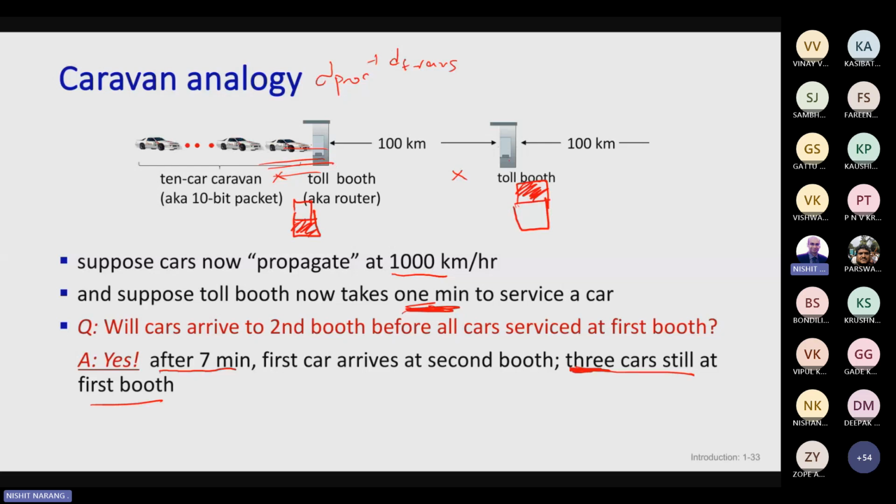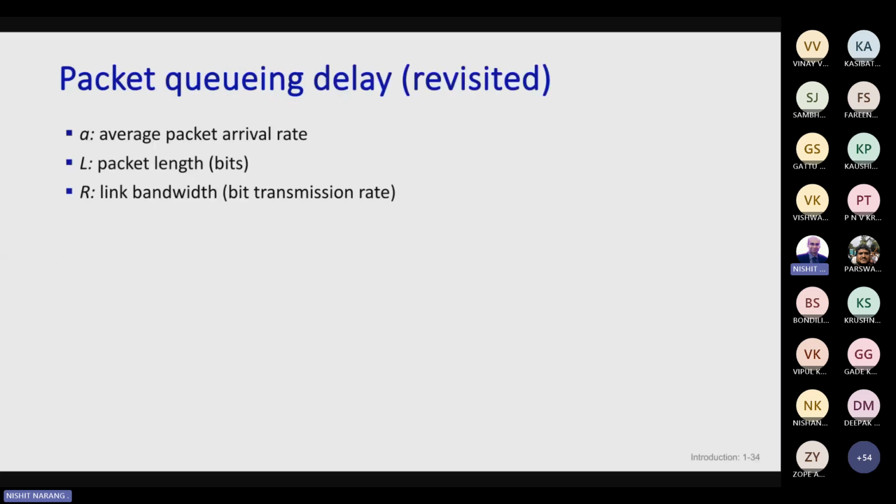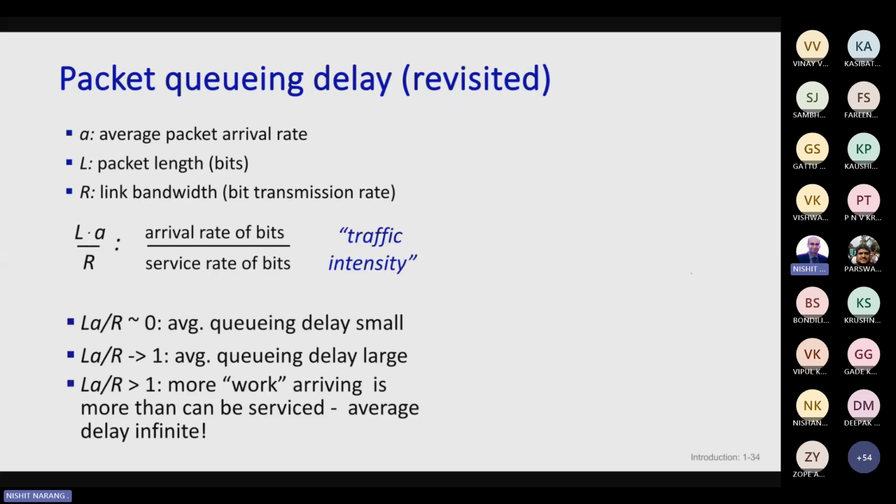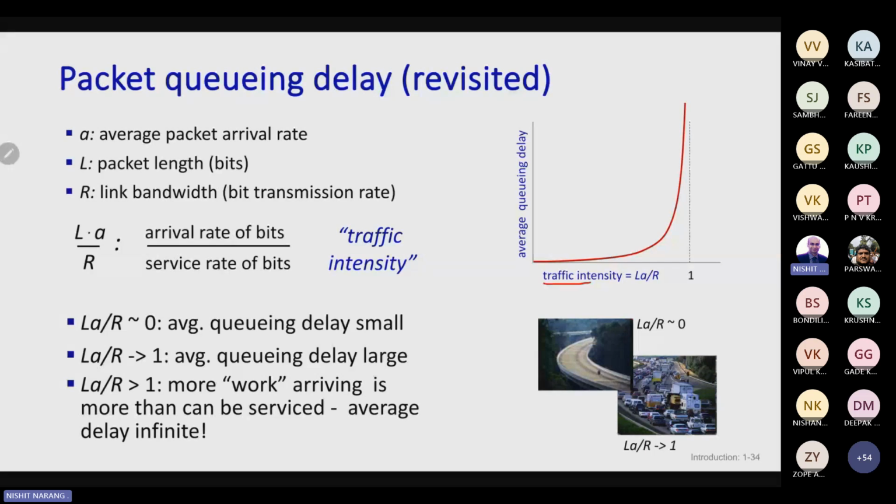So I'll stop here. Already at the end of the class. Okay. So this is something I probably might skip. We don't need this, the packet queuing delay and how it's more of a statistical function. It's just an example which shows that in statistical multiplexing, we actually compute something called a traffic intensity, which is the ratio of the arrival rate of bits to the service rate of bits.